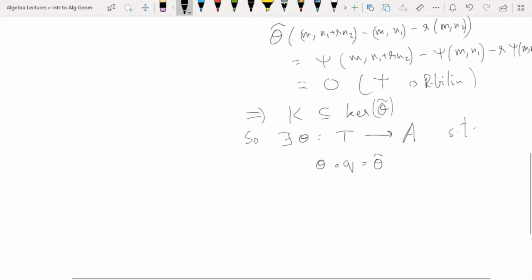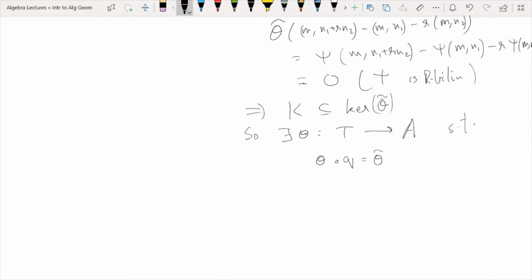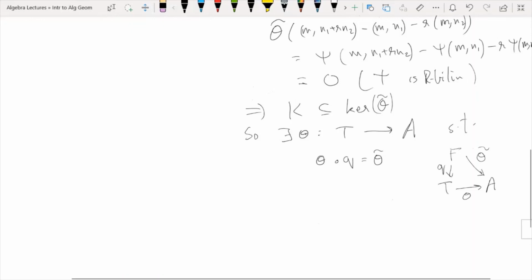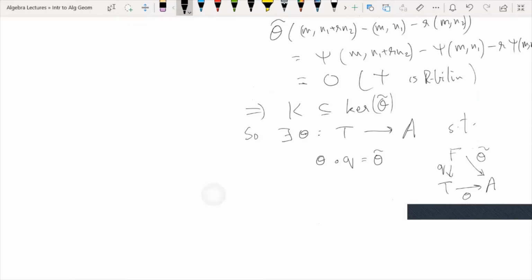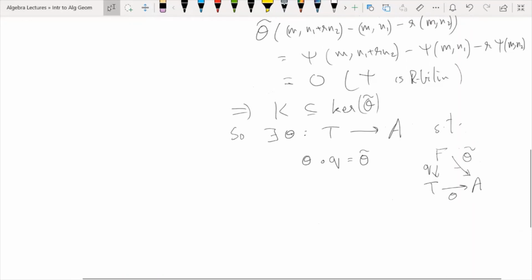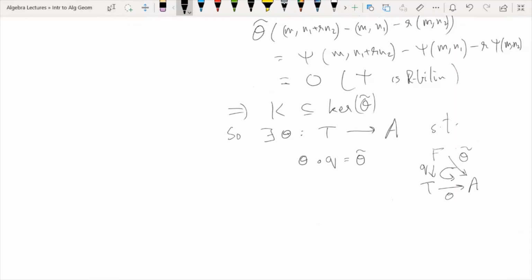Maybe I'll draw a picture again. T to A is your theta. We already had a map from F to A, which was theta tilde, and we have this map Q, which had the kernel K, and since the kernel is contained in the kernel of theta tilde, this diagram commutes. So this is the first isomorphism theorem.